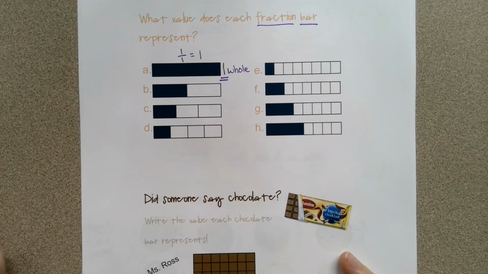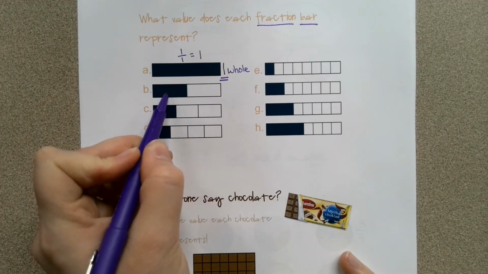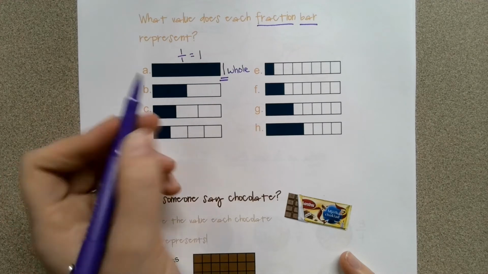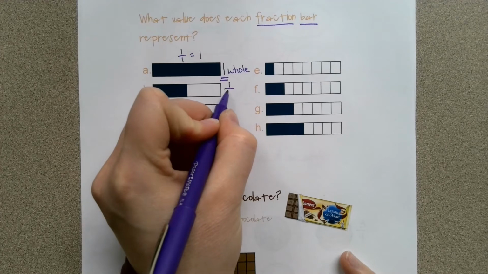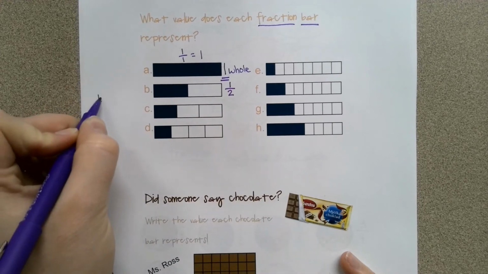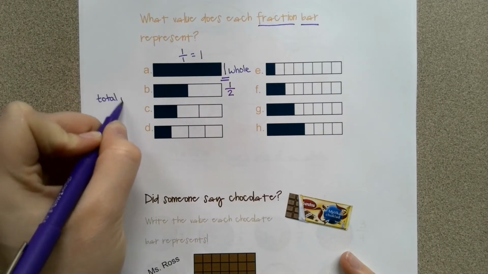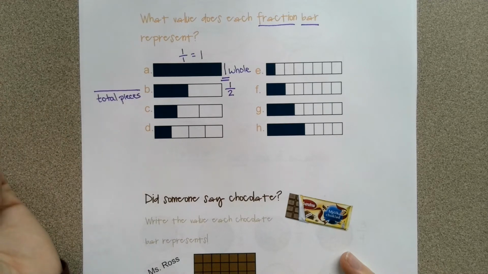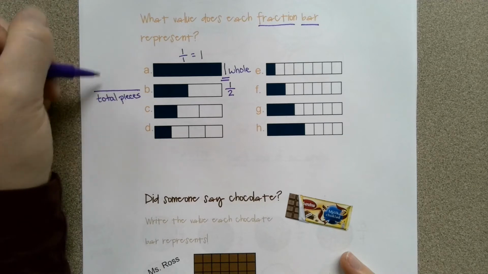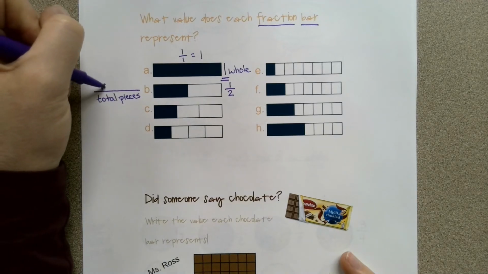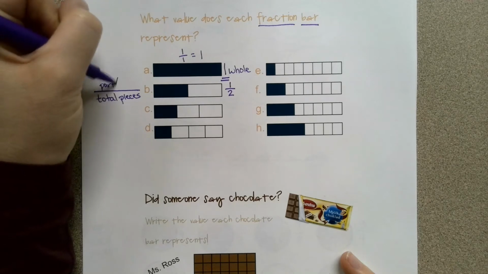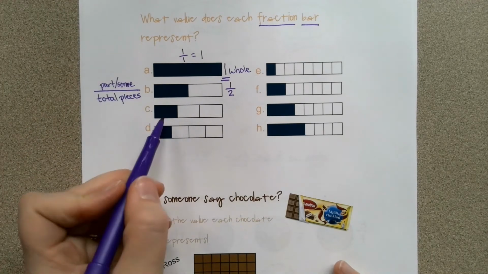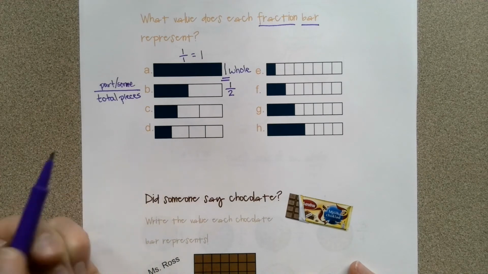For this next one, we have 1 shaded in, one that's not. So 1 out of the total 2 is our fraction, 1 out of 2. So we put the total pieces, or total parts, on the bottom, and then the top would be part of it, or some of the pieces. Try C and D before I fill them in.